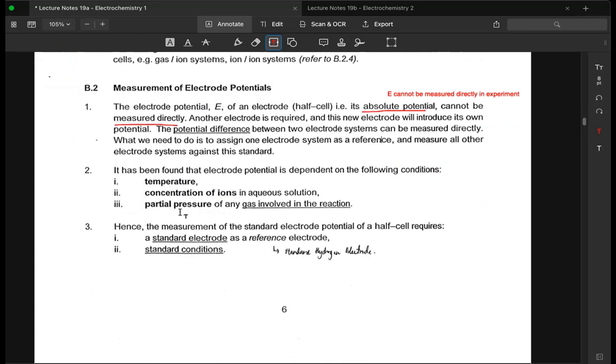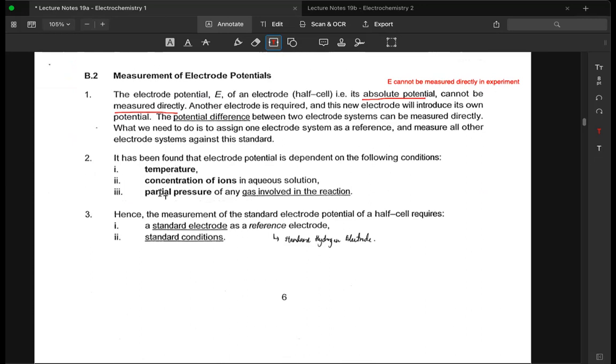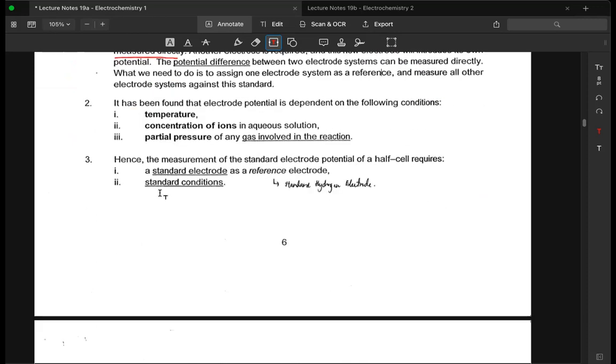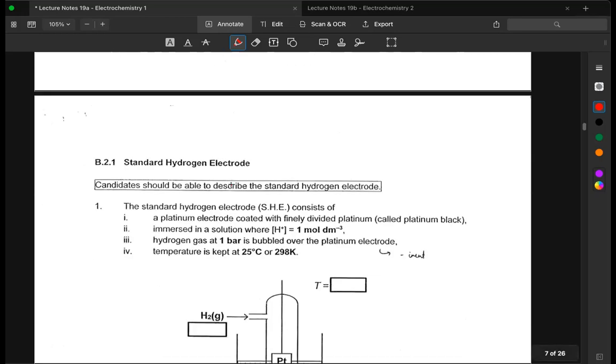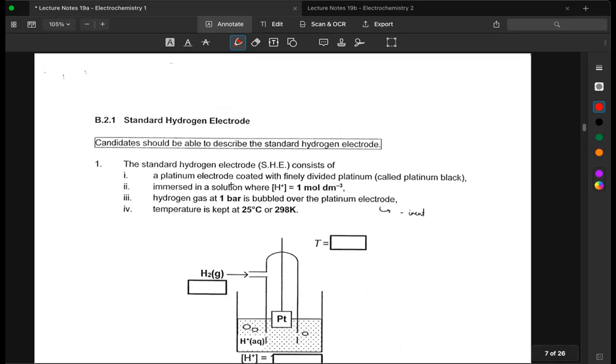So these are the conditions that will affect or cause changes in electrode potential: temperature, concentration of the ions, or partial pressure of the gas. So the measurement of standard electrode potential requires two things. Number one, the standard electrode, which is the standard hydrogen electrode, as well as carrying this out in standard conditions. So let us talk about what is the standard hydrogen electrode, a quick refresher.